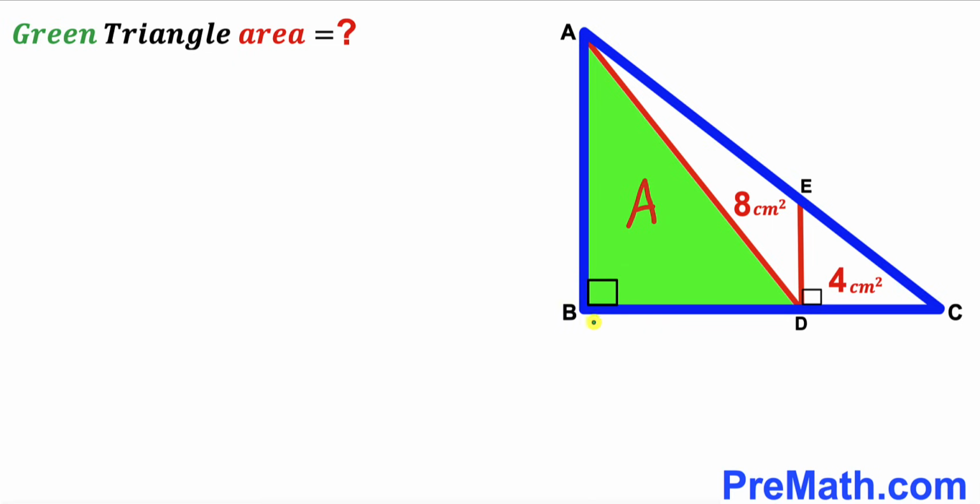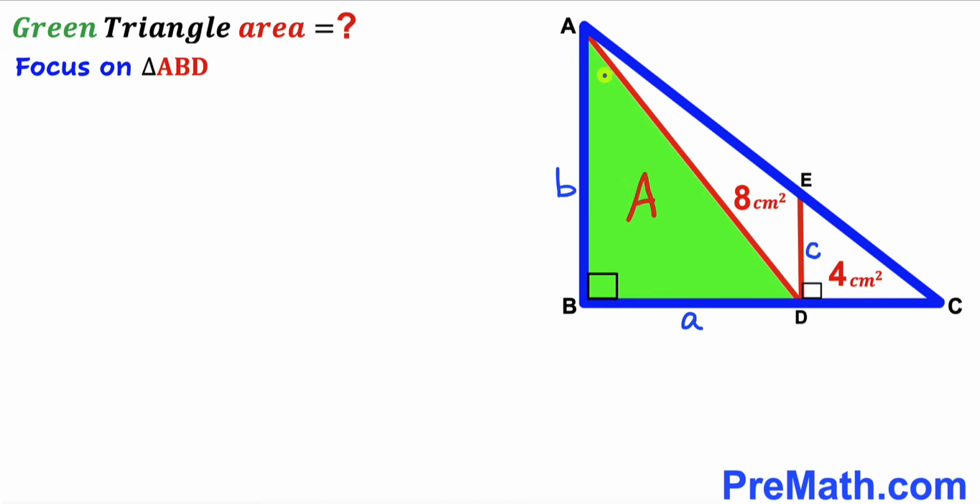And here's our next step. I am going to label the segment BD length as lowercase a, and the side AB length as lowercase b. Furthermore, I'm going to label the perpendicular DE length as lowercase c. Now we are going to focus on this green shaded right triangle ABD.